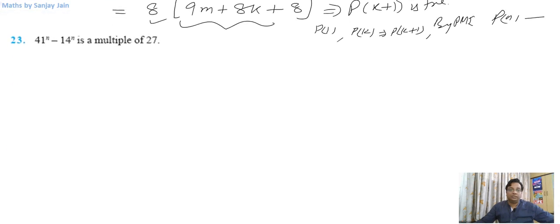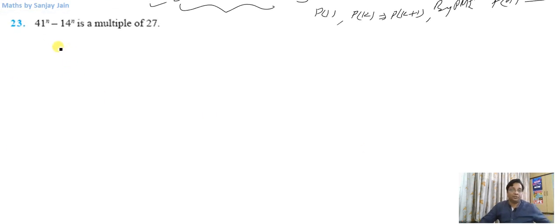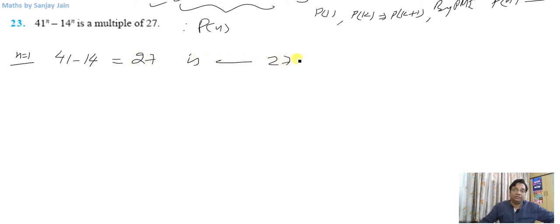It looks like a similar question here. So we know what kind of manipulations we have to do. So first thing, we will check it for n equal to 1. This is p of n. For n equal to 1, 41 minus 14 is 27. So it is a multiple of 27. So it is true. 27 is a multiple of 27. So yes, p of 1 is true.